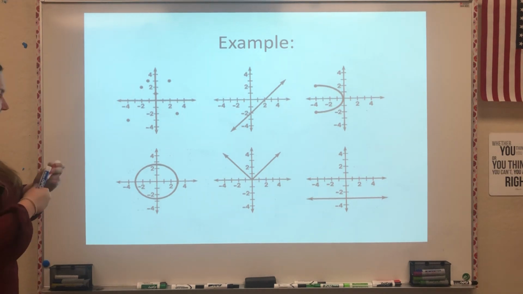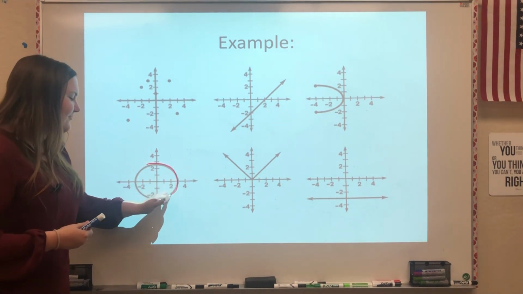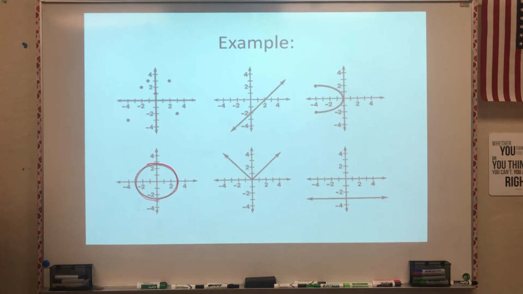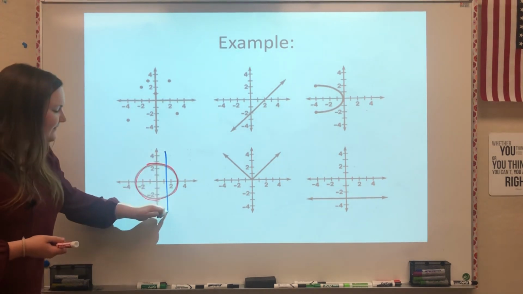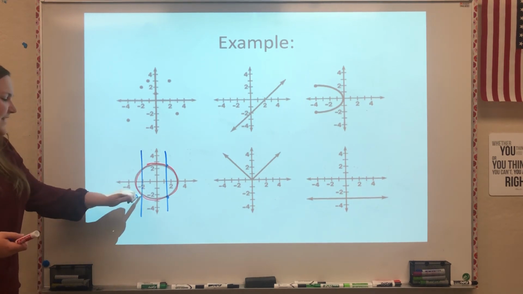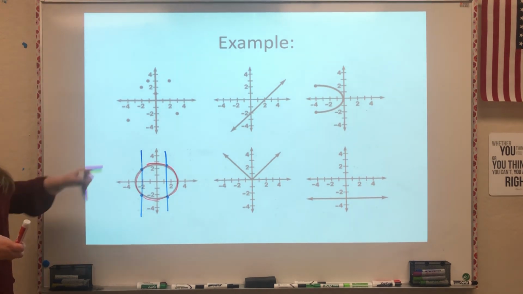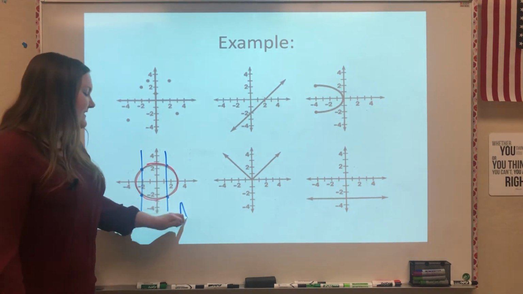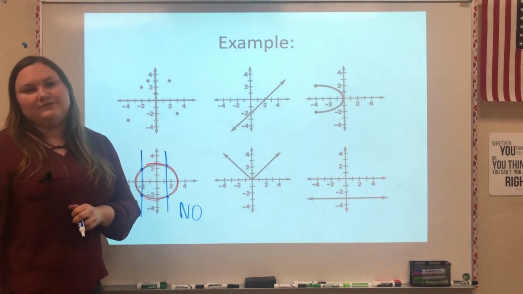I'm going to focus in just on the circle. Ignore those x and y axis. Can you draw a line through that circle that passes through the circle more than once? Yeah. If I draw a vertical line right here, it crosses through more than one time. If I draw a vertical line over here, that's more than one time. I've got vertical lines passing through more than one time, so my answer would be this is not a function. No, not a function.